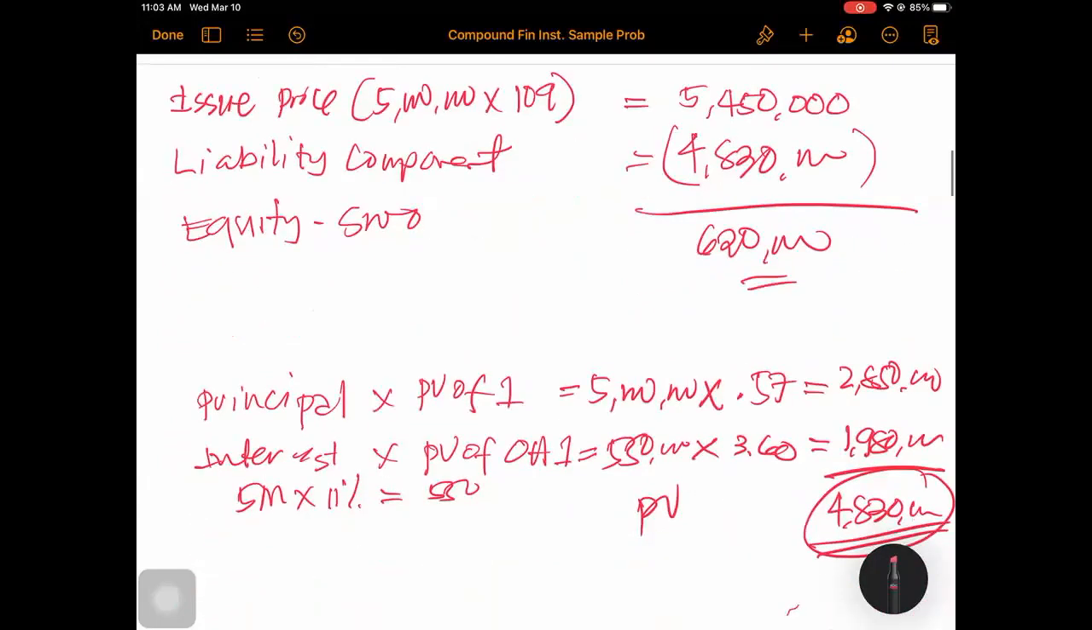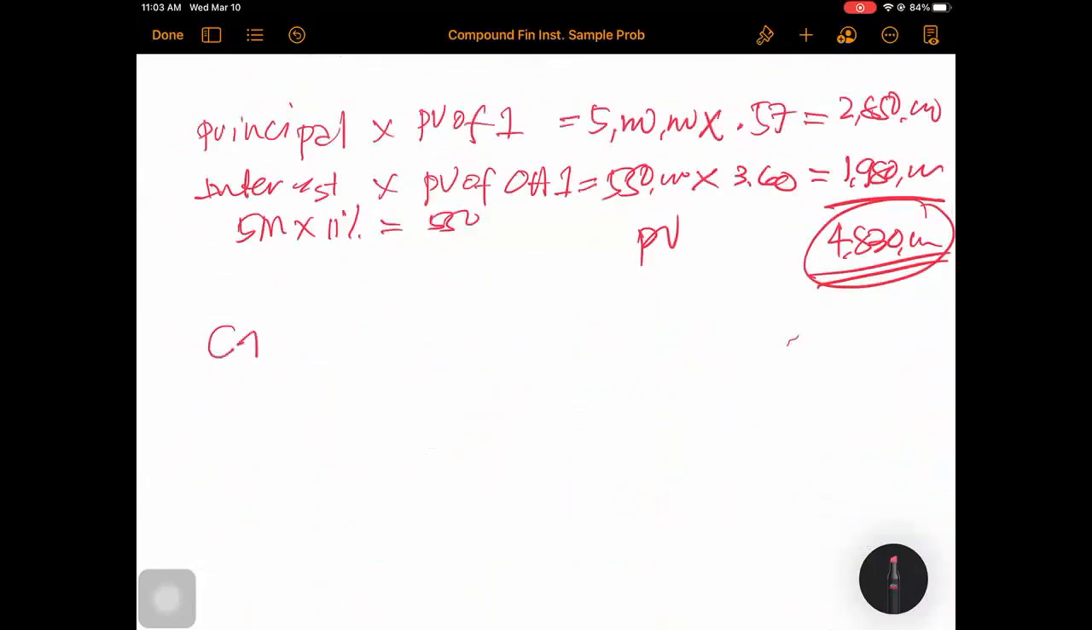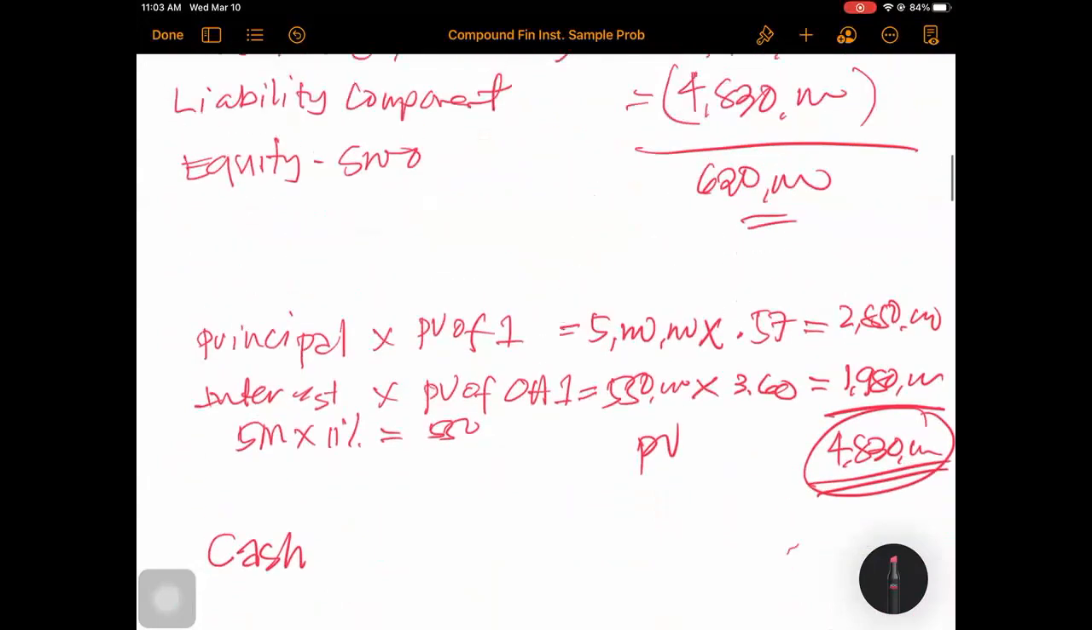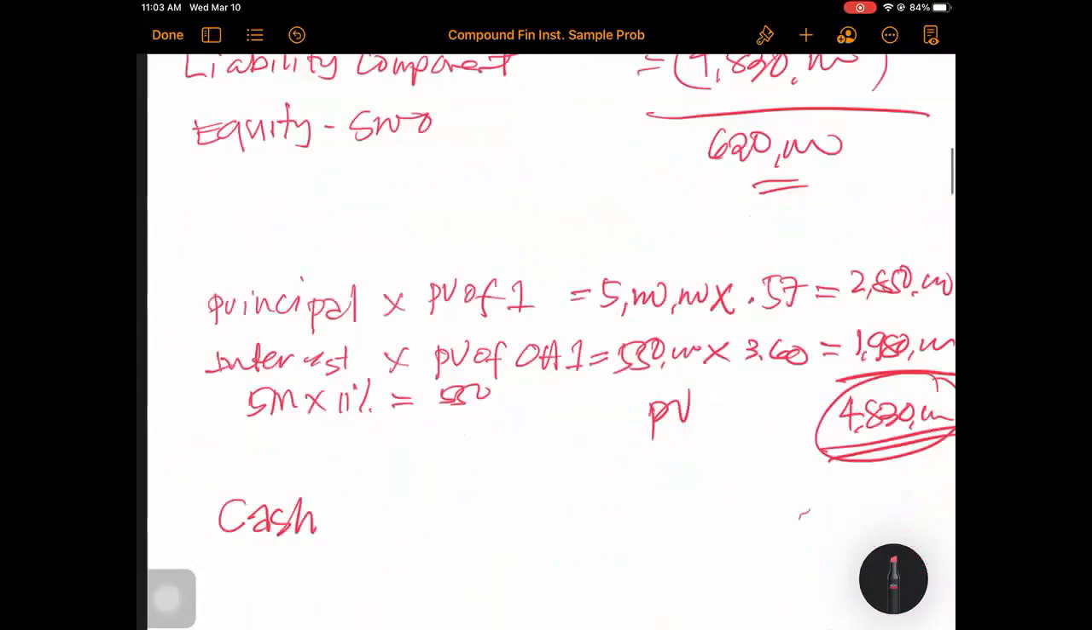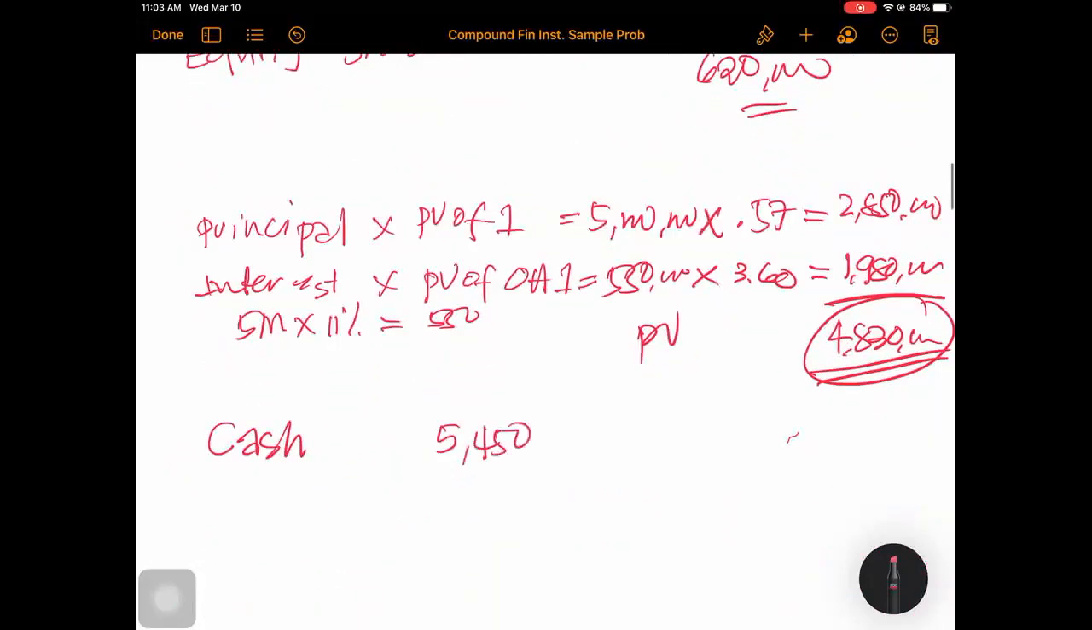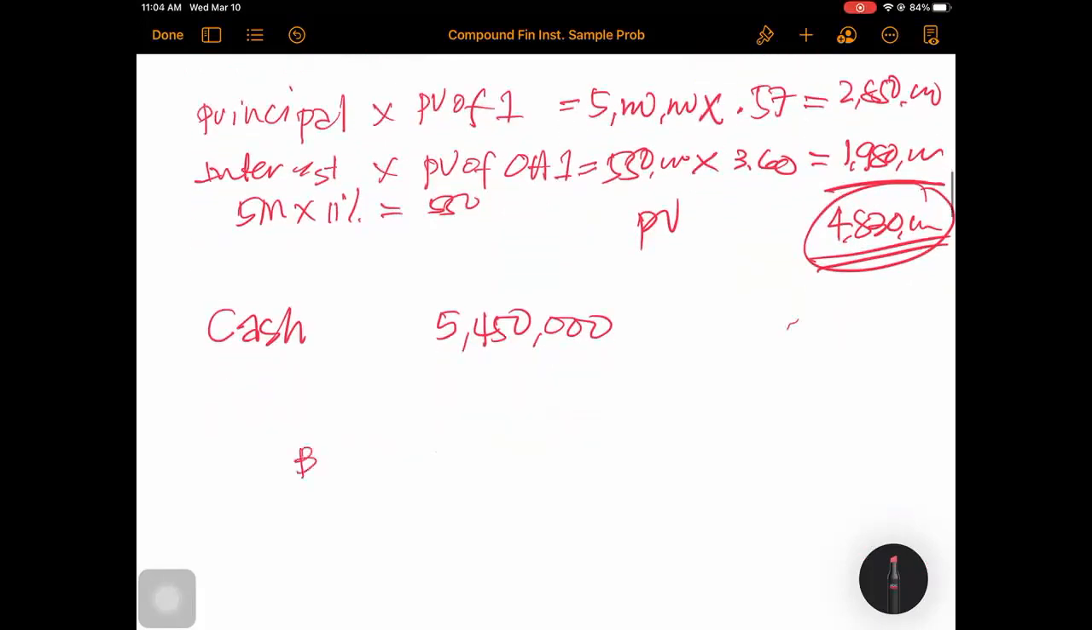Upon issuance. Di ba? Issuance of the bonds payable with share warrants. So, debit, syempre cash. With debit cash equal to our issue price. How much is the issue price? 5,450,000. So, that's 5,450,000 sa debit. Sir, sure ta sir, ang credit nato bonds payable. Tapos, credit share warrants outstanding.